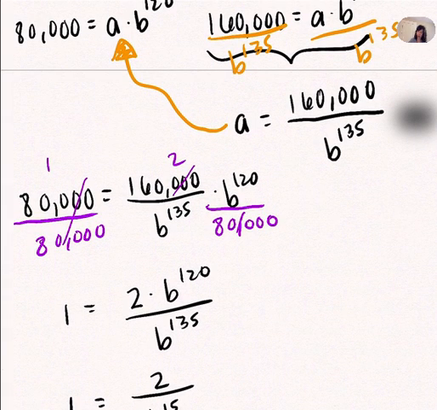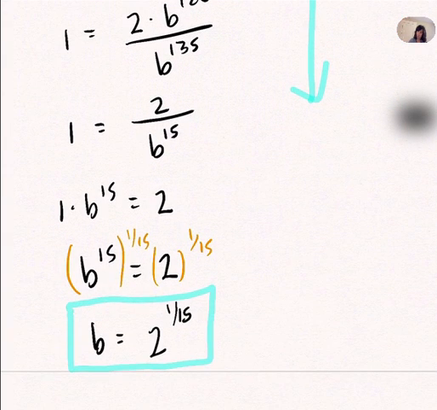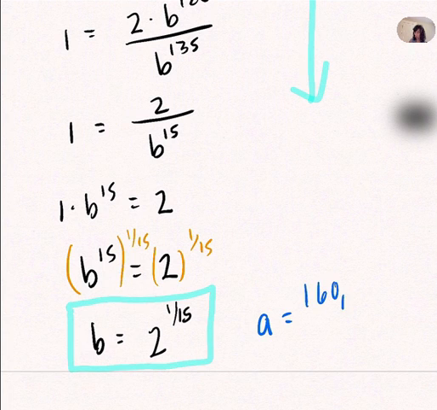and look at this equation right here. So take a look at this one. We have a in terms of b. So let's bring that down. A in terms of b is 160,000 over b to the 135.